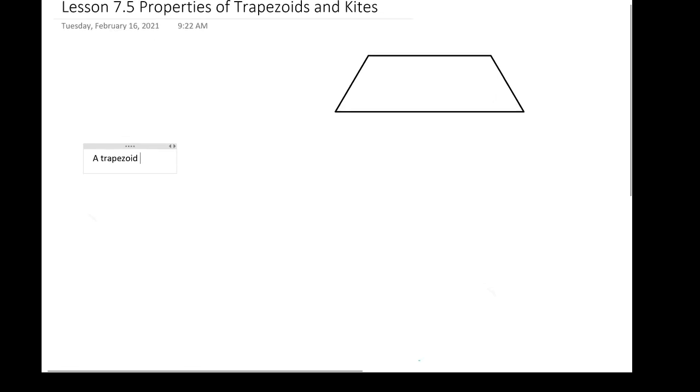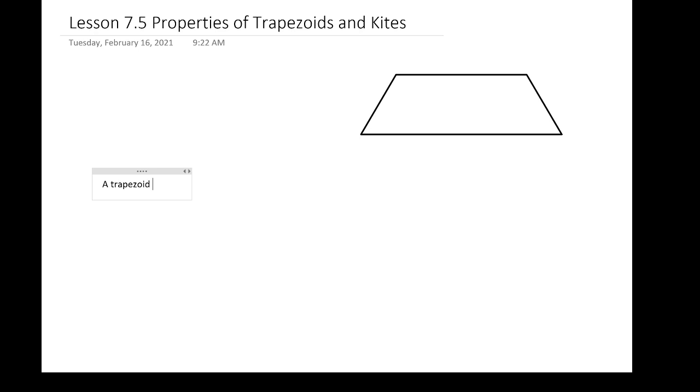So we're starting lesson 7.5, which is the properties of trapezoids and kites. So the trapezoid. Let's go ahead and make sure that we define the trapezoid. We see it often, and it is definitely different than the parallelogram. A trapezoid, by definition.